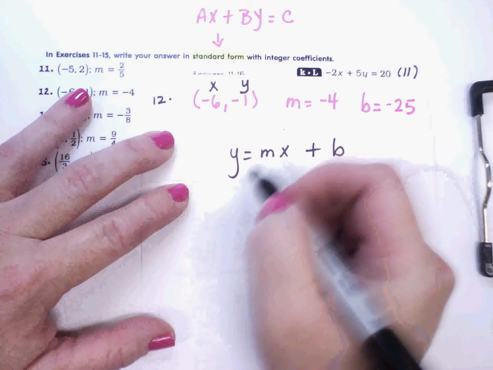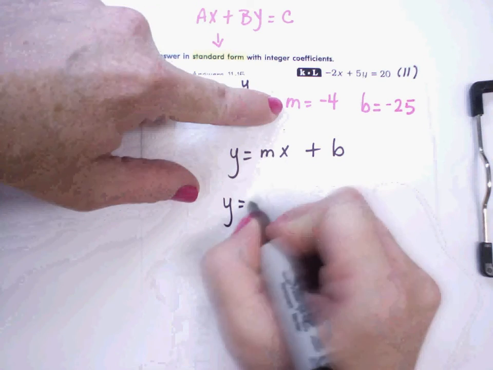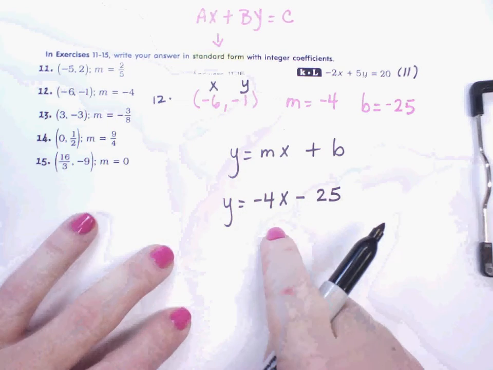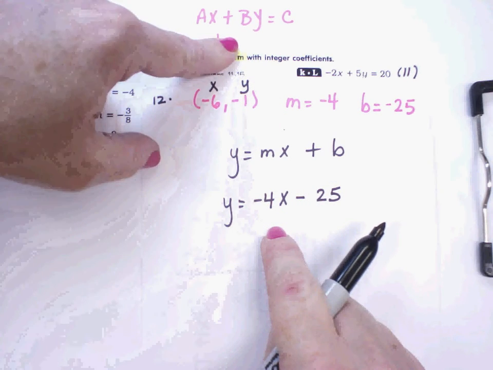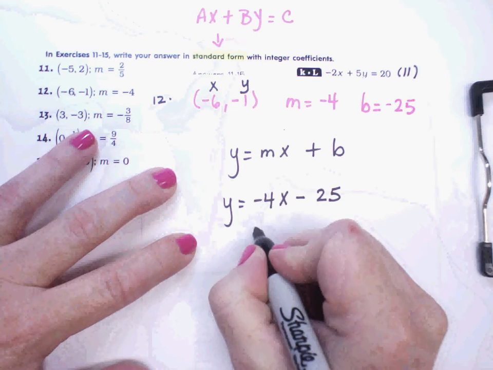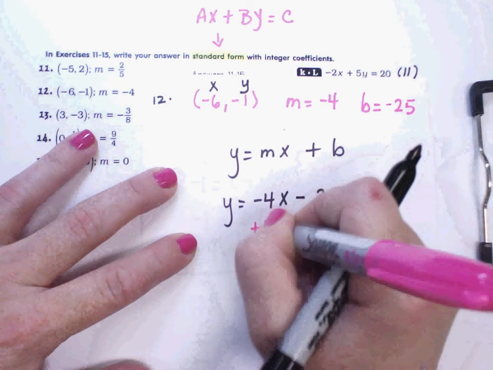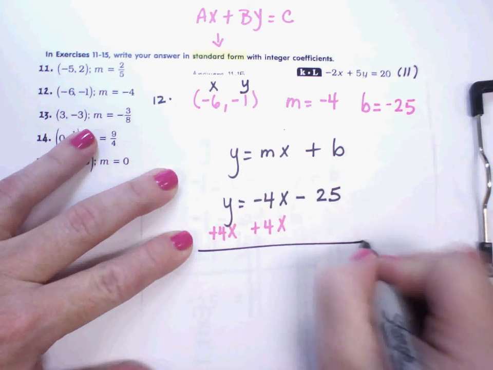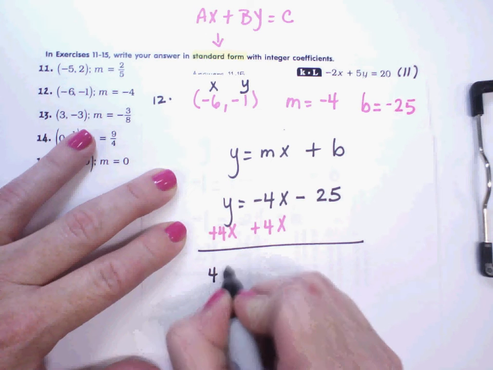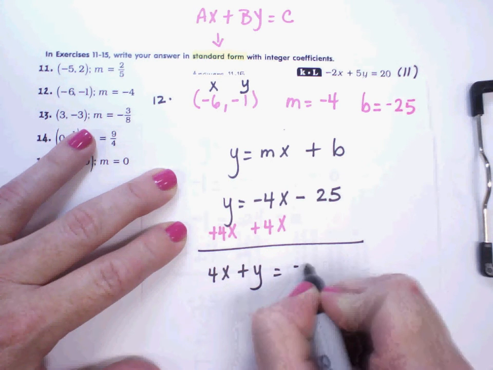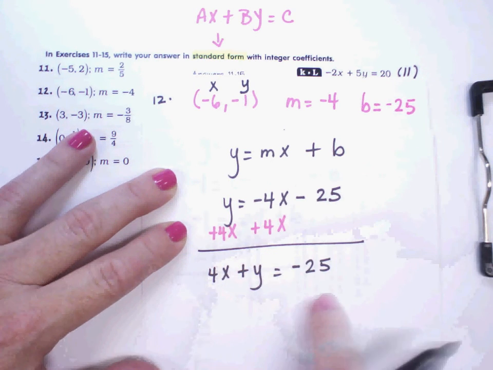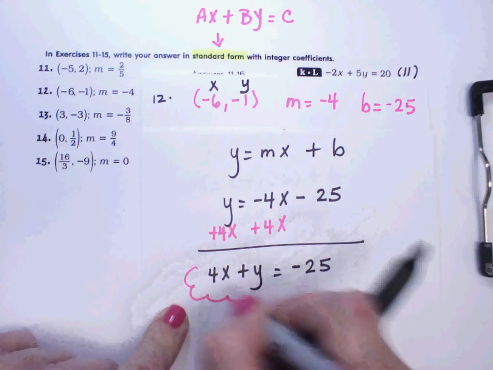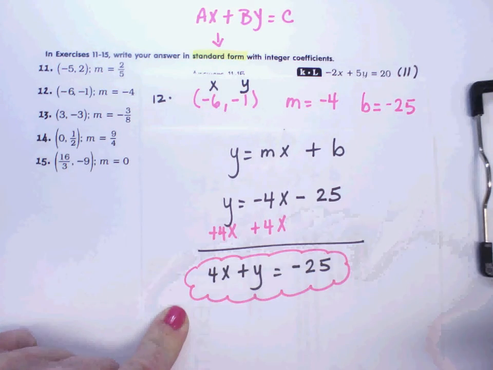And go ahead and write it in standard form. All right, so y equals, what's my m? -4x. And what's my b? -25. Now remember, in standard form, x and y need to be on the same side. So I'm going to say plus 4x, so I get that 4x plus y equals -25. I don't have to do anything else because I have nice integers. I don't have any fractions or decimals.